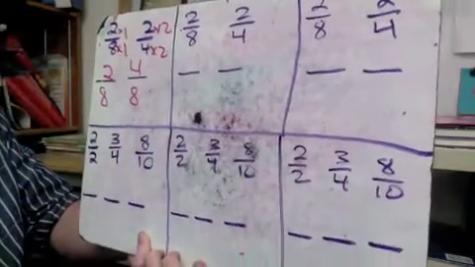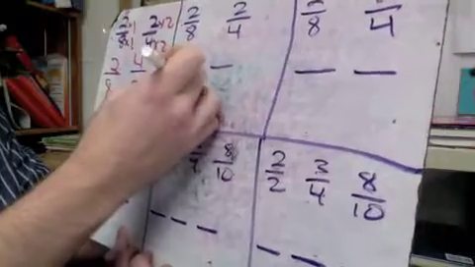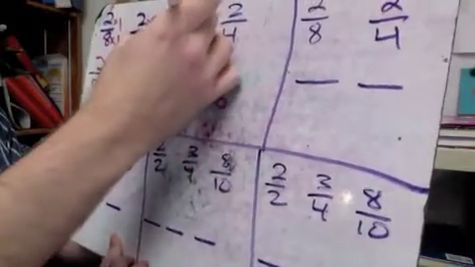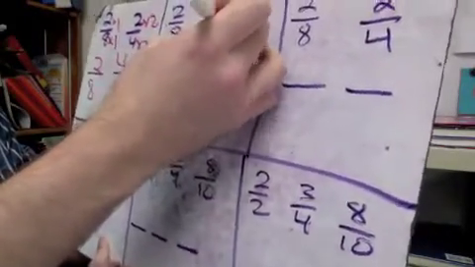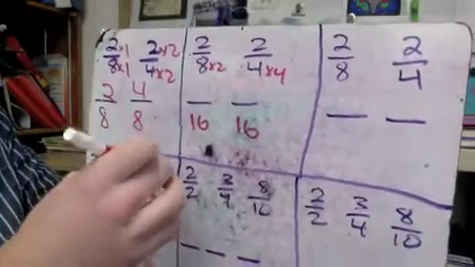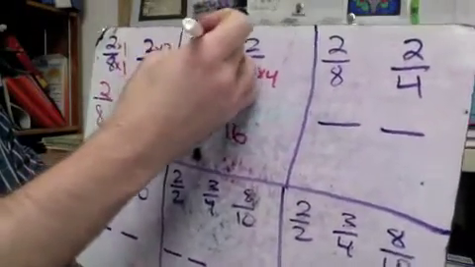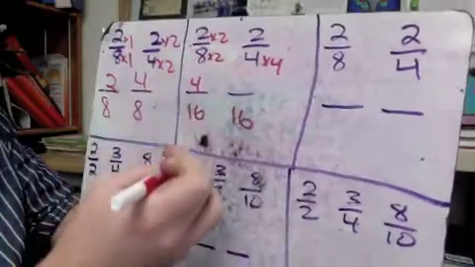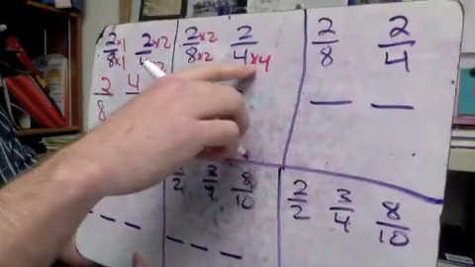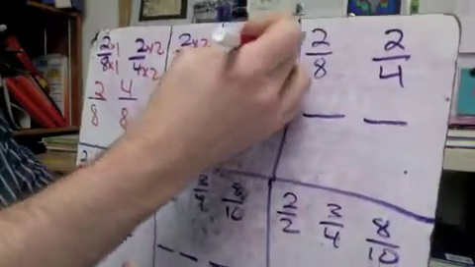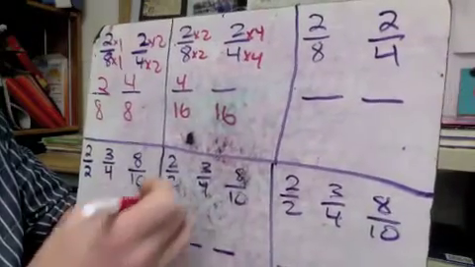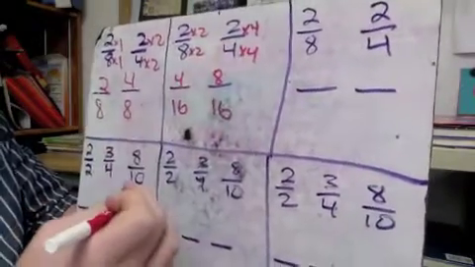Now if I come over here, let's try another one. Let's see here. 16 I could probably do. That would be 8 times 2 and 4 times 4. So 8 times 2, I have to times the top also by 2, so that would be 4/16. And 4 times 4, so I have to multiply the top and the bottom by the same thing. That's going to be 8/16.